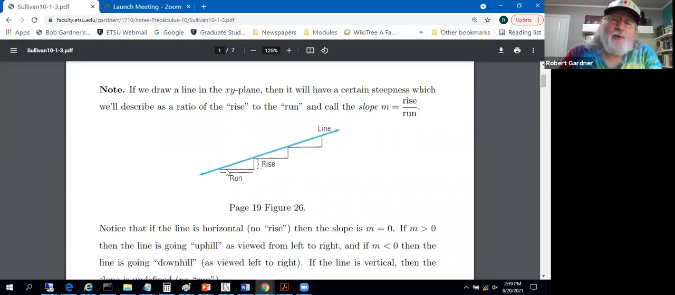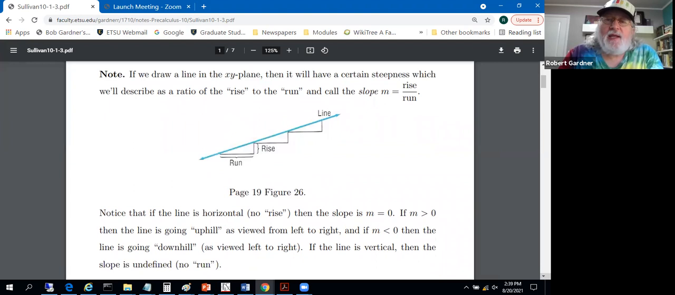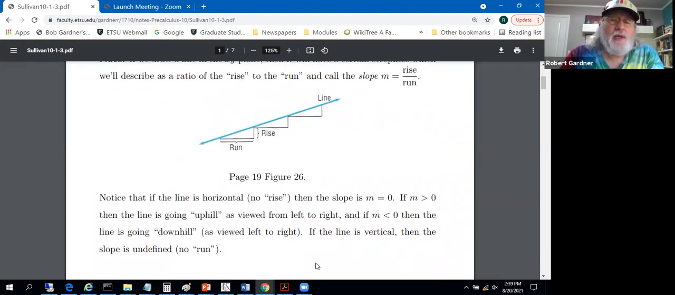If it's at a 45-degree angle to the horizontal, we'll go over one and up one, over one and up one. This line in figure 26 here doesn't look quite that steep, so its slope must be less than 1. It runs more than it rises. So we'll quantify this and introduce how to relate this to points on the line shortly. If the line's horizontal, there is no rise, and all it is is run. So it'll be a horizontal line and have slope 0.